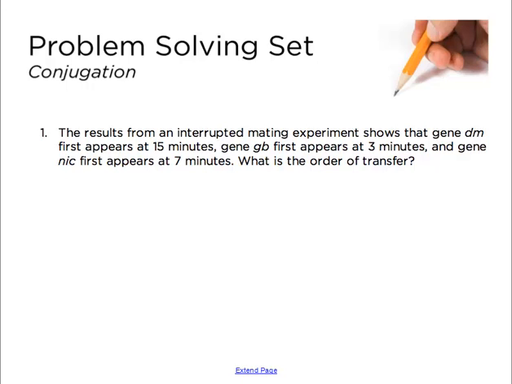Question 1. The results from an interrupted mating experiment show that gene DM first appears at 15 minutes, gene GB first appears at 3 minutes, and gene NIC first appears at 7 minutes. What is the order of transfer?